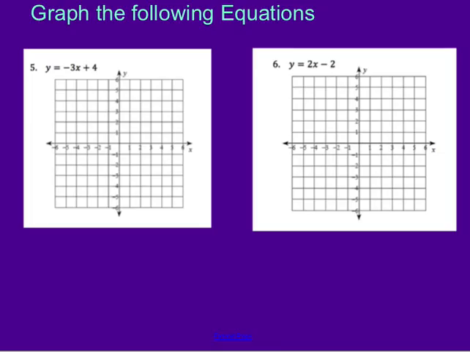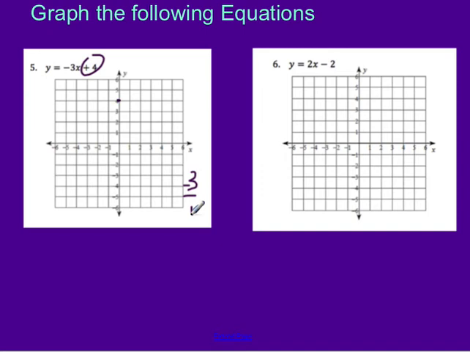Let's take a look at number 5. Number 5 wants us to graph the following equations. What I do when I'm graphing, the first thing I do is figure out what my y-intercept is. Here I see that it's 4. So I'm crossing the y-axis at 4, which is right here. Then my slope is -3. -3 is the same as -3 over 1. I am going down 3 and right 1.